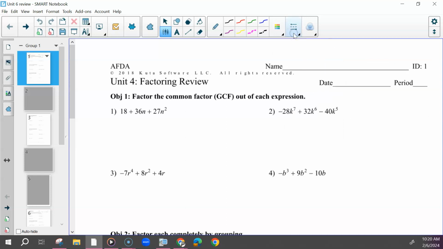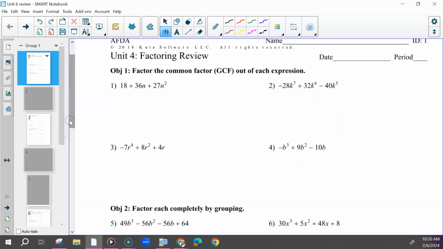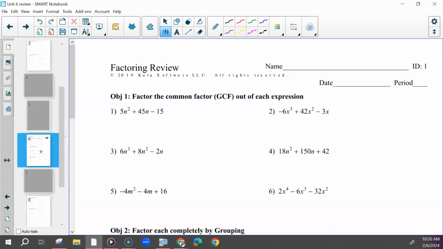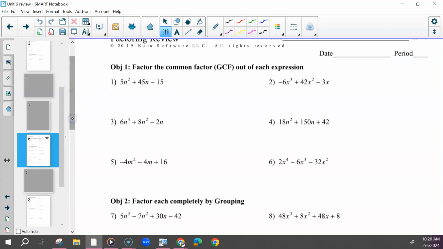I did not mention this when we were going over GCF originally, but anytime we see a negative, we should also factor out that negative. This is factorable. Same thing as the cycle. So look for something that each of these have in common.